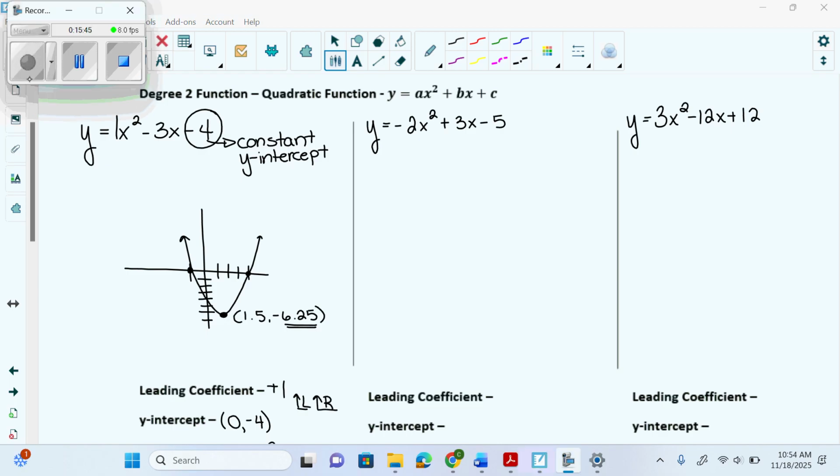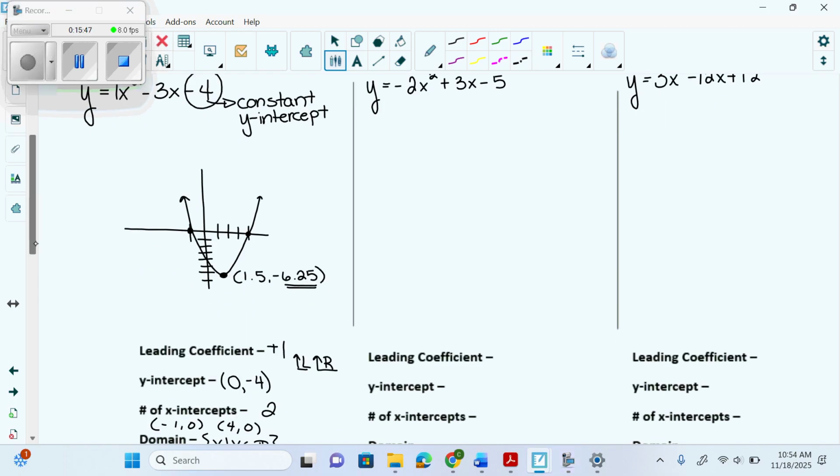So this one, the leading coefficient is -2. So I know it's down on the right, because that's what the negative tells me. And it's also down on the left because it's an even degree. Correct? They go in the same direction. My y-intercept is the constant at the back, so it's 0 and -5. How many x-intercepts does this one have?